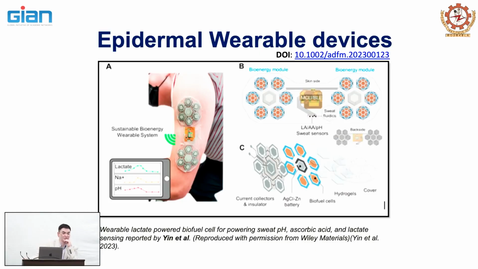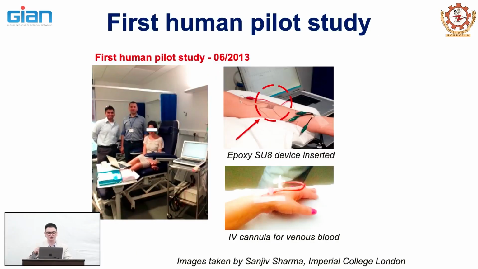So you can tap into the skin interstitial fluid in a minimally invasive manner using microneedle arrays. And to give examples of all the translational research done, I gave you examples of some of my own work. This was the first human pilot study, done in June 2013, as you can see here. We had microneedle arrays made of SU8, and we were using an IV cannula, and we were looking at two important parameters.